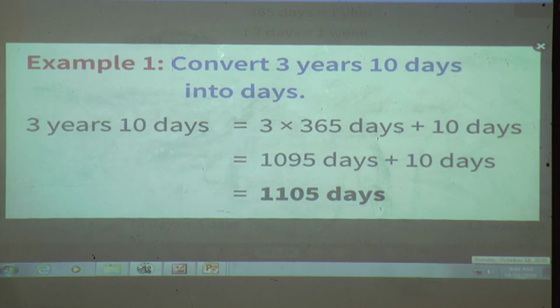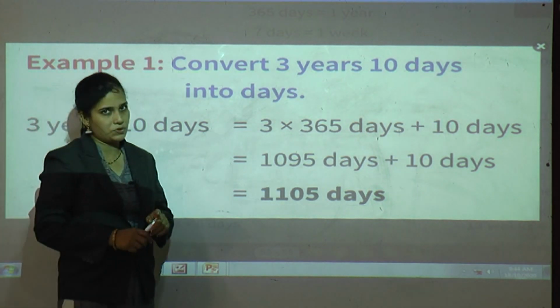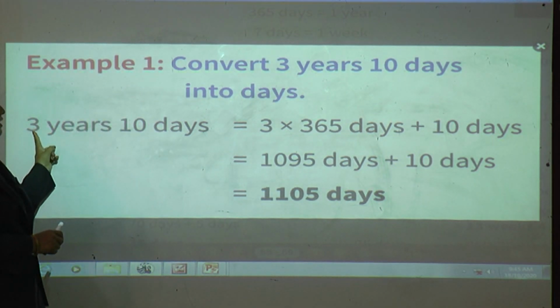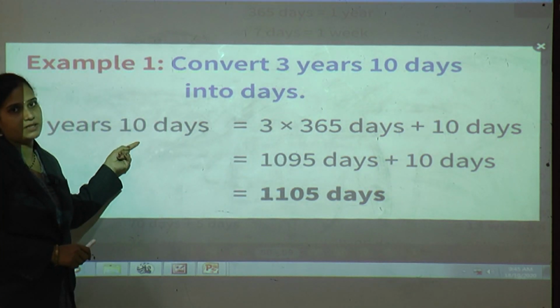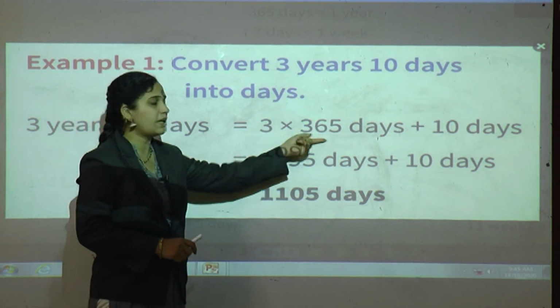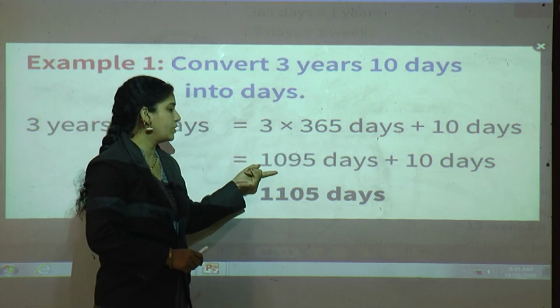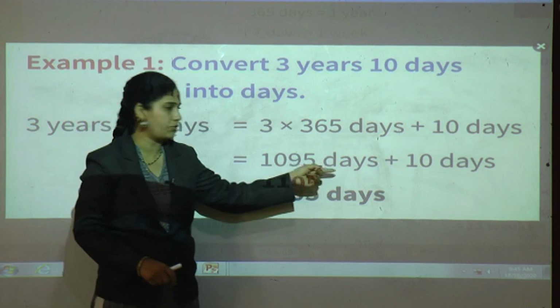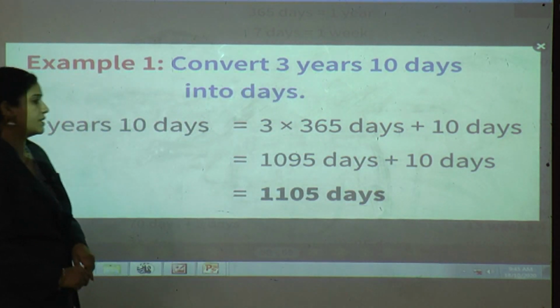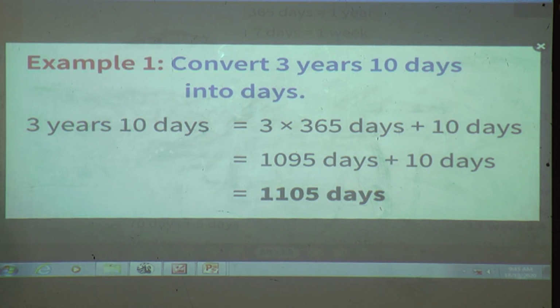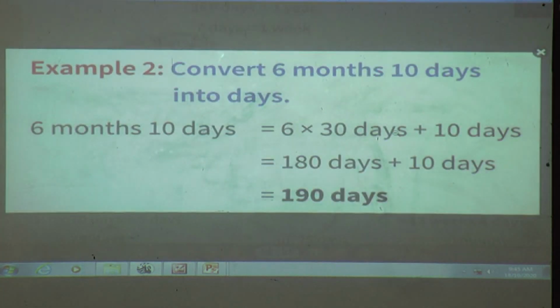Here, convert 3 years 10 days into days. Now 3 years 10 days. All of you know that 1 year is equal to 365 days. So just 3 multiplied by 365 plus the remaining 10 days. Okay. After multiplying these two numbers, you will get 1095 days and add these 10 days. So your answer will be 1105 days.